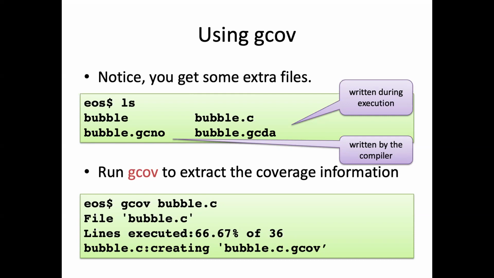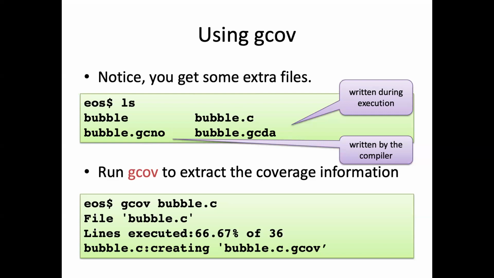And this other file, bubble.gcda, gets updated every time you run the program. That keeps up with which machine instructions did get executed and which ones didn't, and how many times they got executed. Both of these files are in a binary format. So if you tried to look at either of these using a text editor, they'd probably look like garbage. There's a program, gcov, that turns these two files into something that's human readable.